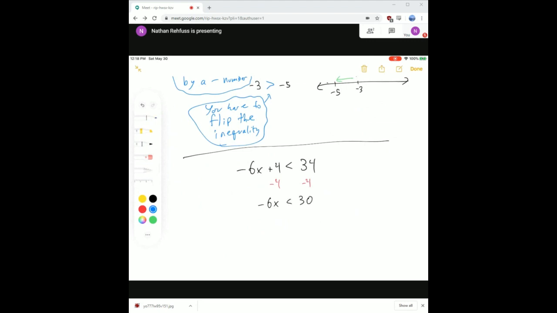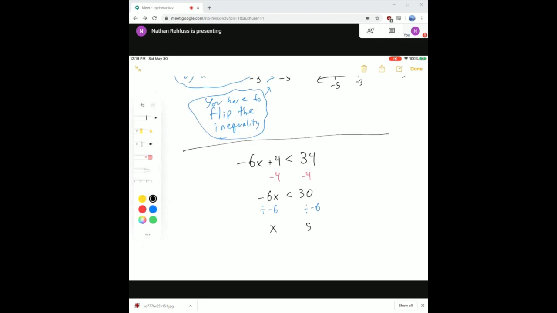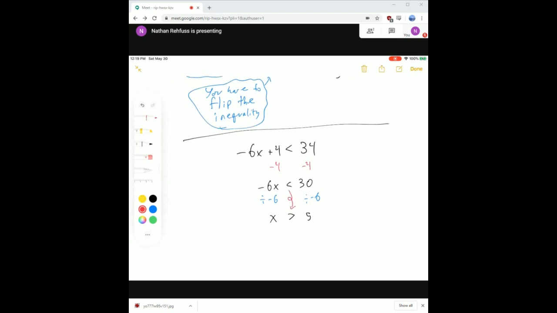But check this out. When I divide by negative 6, I get x here and 5 here, but I have to flip the inequality sign over. So x here and 5 here, the inequality sign has to flip to looking this way. So make sure you remember that flip right there. Let's take a look on the number line and see why this is true. So our solution is x is any number bigger than 5.